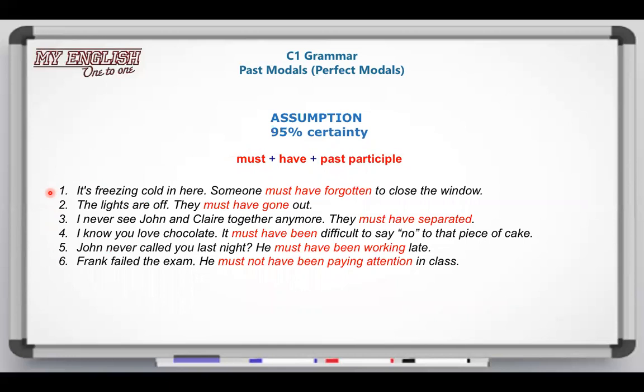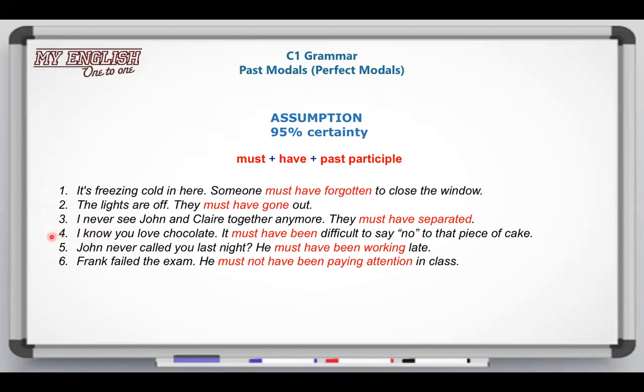Super important, and again, I repeat, I emphasize, to write examples for these cases of past modals, we need to set a sentence of context first, and then we present or introduce the case for the past modal, which is the perfect modal, okay? Again, here is the context, and then we have the assumption or past modal sentence. Sentence number 2, the lights are off. They must have gone out. 3, I never see John and Claire together anymore. They must have separated.